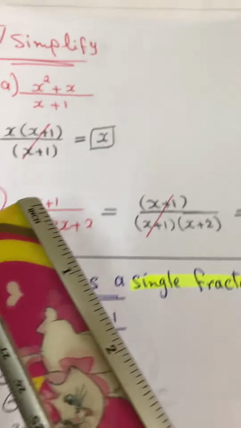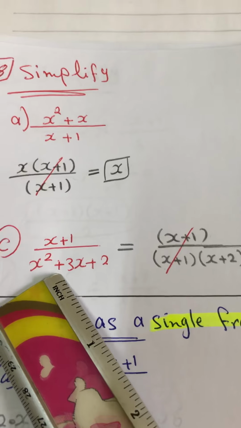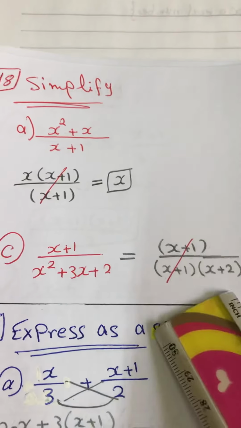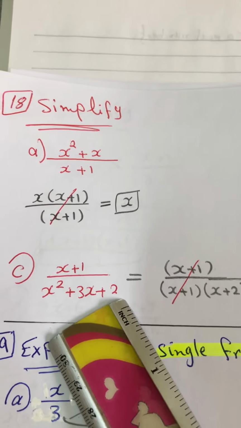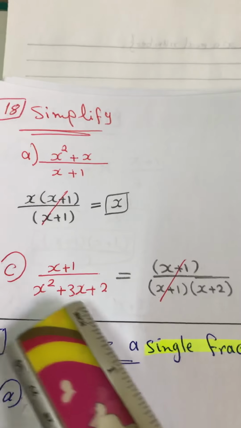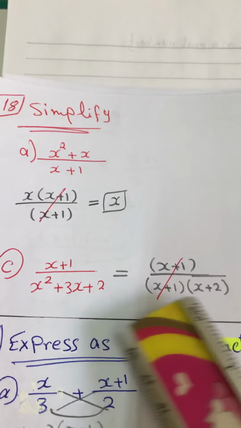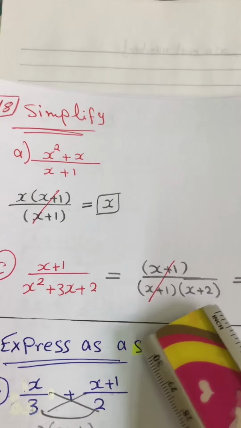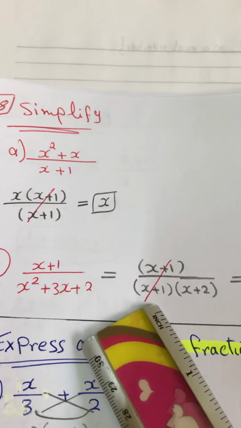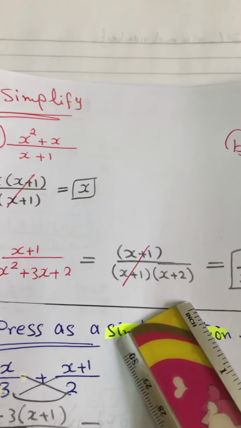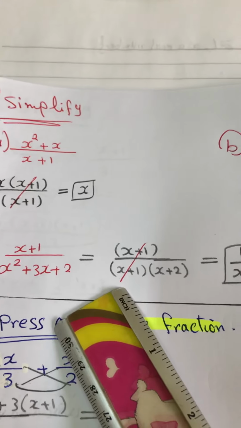So the numerator is still the same, x plus 1, and factorize the denominator. x squared will be x times x. I have 2 positive, comes from positive times positive or negative times negative. But the middle term is positive, so I'll use positive sign in both brackets. 2 comes from 2 times 1, and the sum is 3. So we have brackets x plus 1 and another brackets x plus 2. Cancel the same brackets with each other, gives you 1.